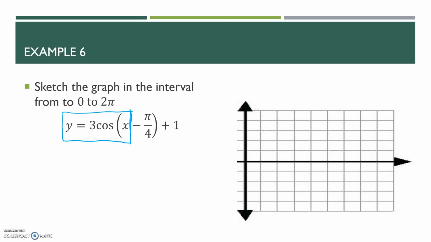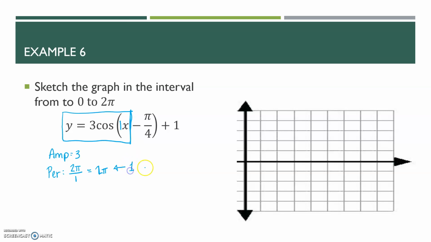We need the amplitude, which will be 3. And we need the period, which will be 2 pi over b, and b is whatever number is in front of x. Sorry, I'm not writing that that's a 0, I was making a circle, but that's a 1. So that means that the period is 2 pi. And remember, this means that it will take this long for one cycle.